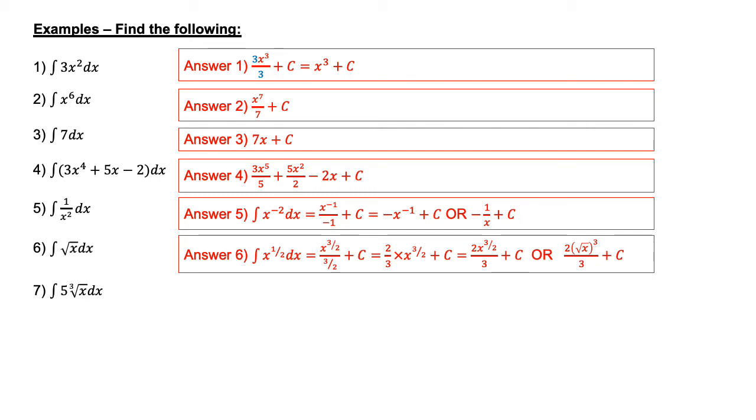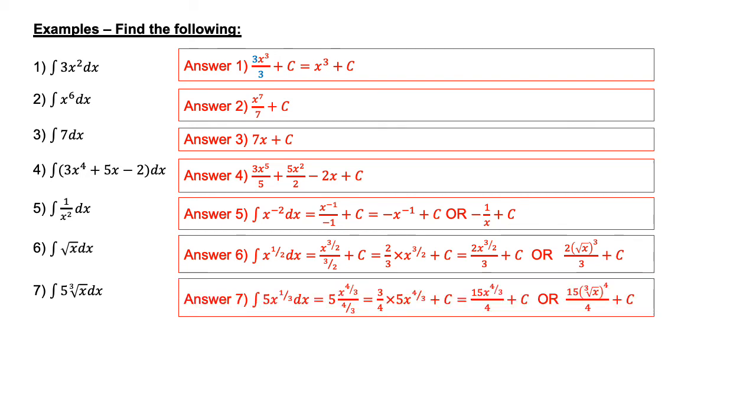Right, so now here's one showing a combination. So I've got 5 times the cube root of x. So that as a power is 5 times x to the power of a third.